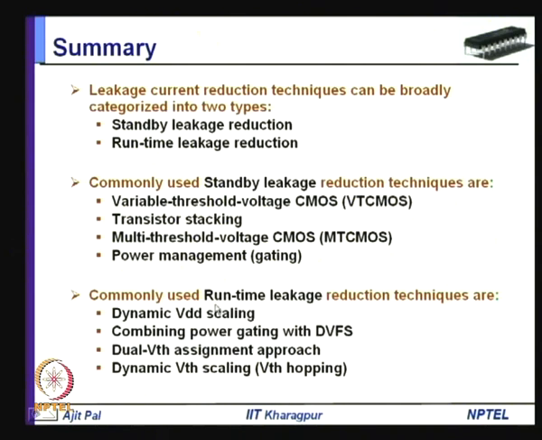Then today we have discussed several runtime leakage power reduction techniques like dynamic VDD scaling. We have seen how you can achieve leakage power reduction by using dynamic VDD scaling, and also by combining power gating with dynamic voltage and frequency scaling. And we have also discussed the dual VT assignment approach, which reduces runtime leakage power significantly. And also we have discussed dynamic VTH scaling, where you change the threshold voltage dynamically as the workload requirement changes. And a special case is VTH hopping, where the threshold voltage hops between 2 threshold voltage and frequency pairs. So, with this we have come to the end of our discussion on reduction of leakage power.